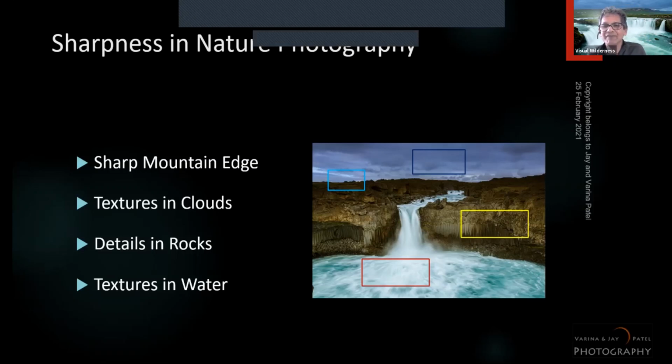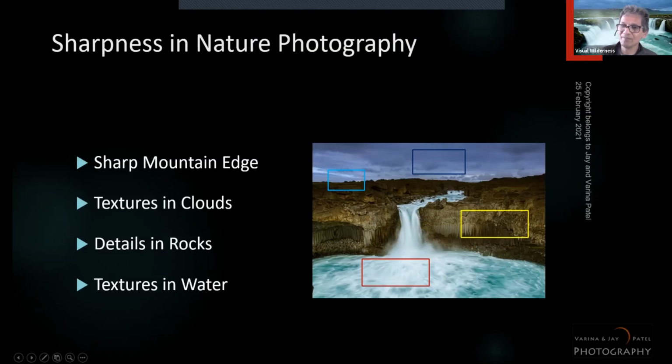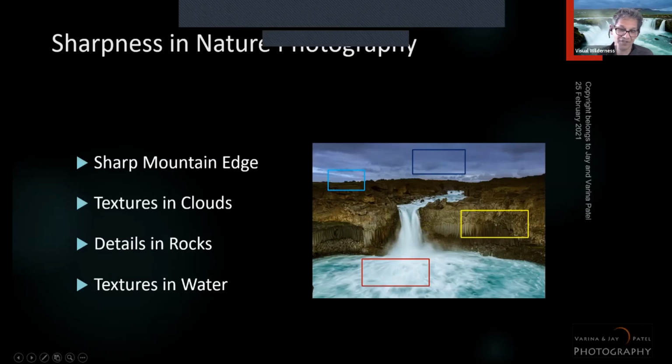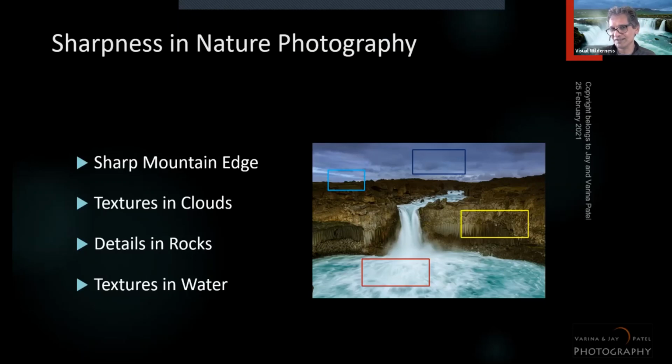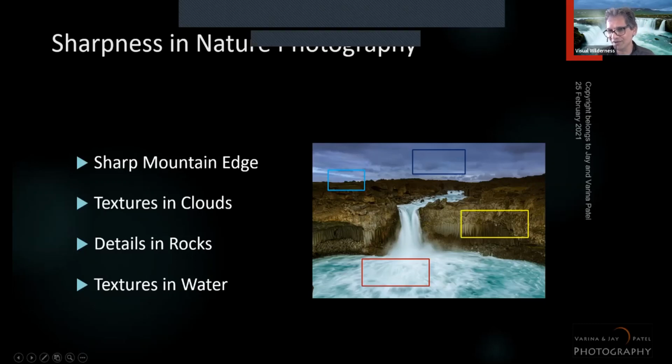But then you have details, like textures in the clouds, right? How do you sharpen those? Then you have a completely different set of details or textures in the rocks, which is in the yellow rectangle. How do you sharpen those? And then you have textures that are in the flowing water. So what are the tools that you use to sharpen all those in Lightroom?